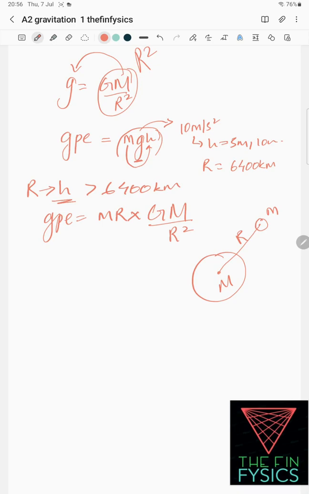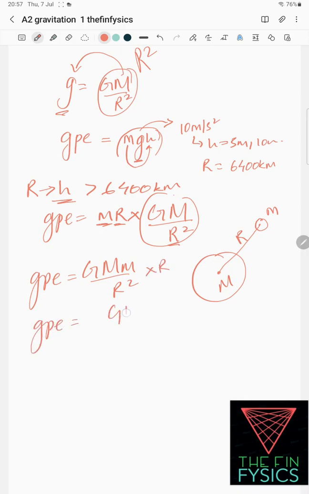Then GPE will be my mass, because I am gaining the energy, into the distance to which I am being lifted, into g, where g is the gravitational field strength at this distance. So my GPE becomes, I just reshuffle this, GM over r square into r. So the value of GPE is GMm over r.